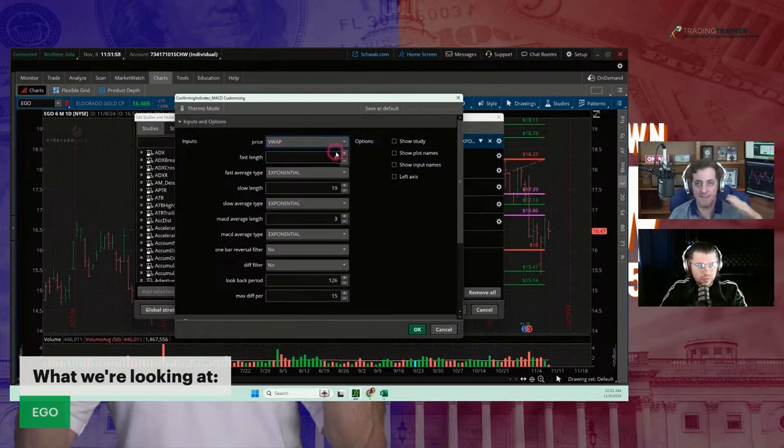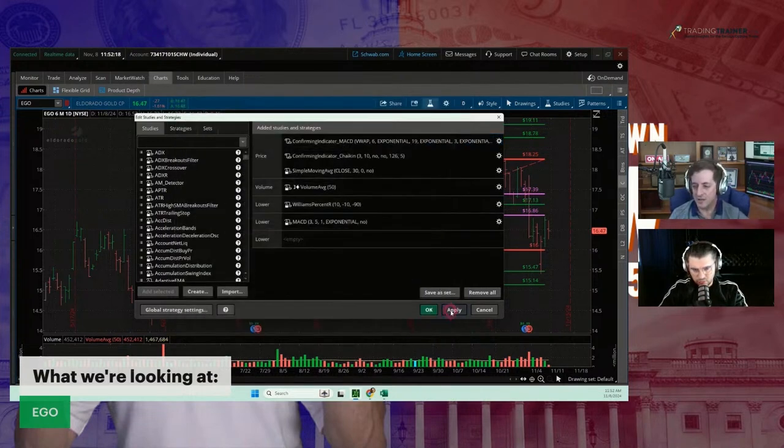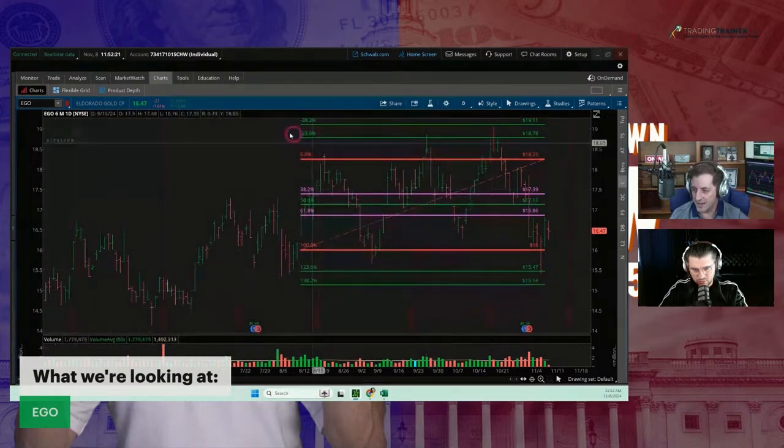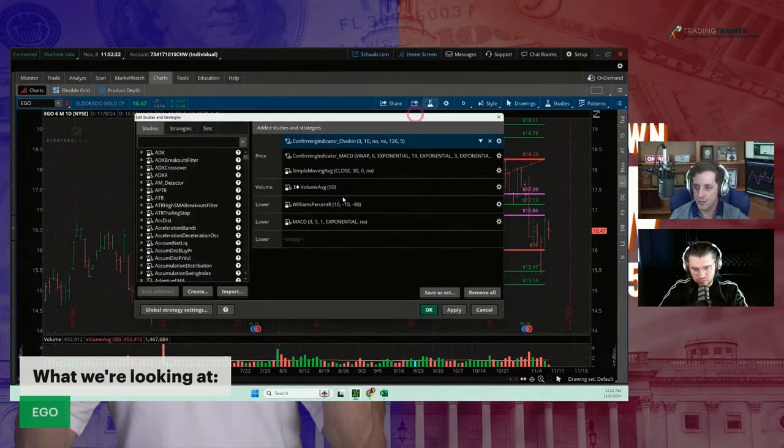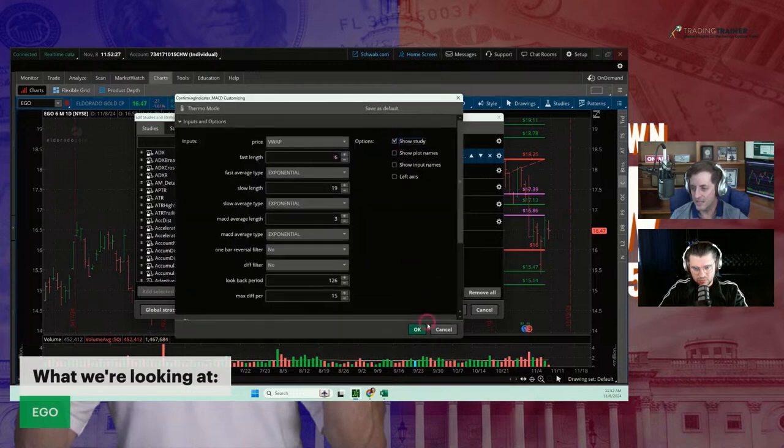Also, I've set up this MACD in this indicator to be what we call the fast MACD settings. Just to review those: 6 for the fast length, exponential type, 19 for the slow length, exponential type, 3 for the average length, exponential type. So you plug that into the indicator you've downloaded and make sure you turn it on. Let me go ahead and turn it on so people can see the arrows.